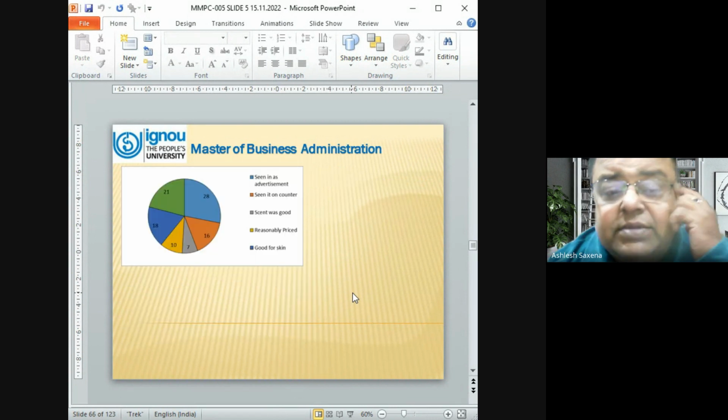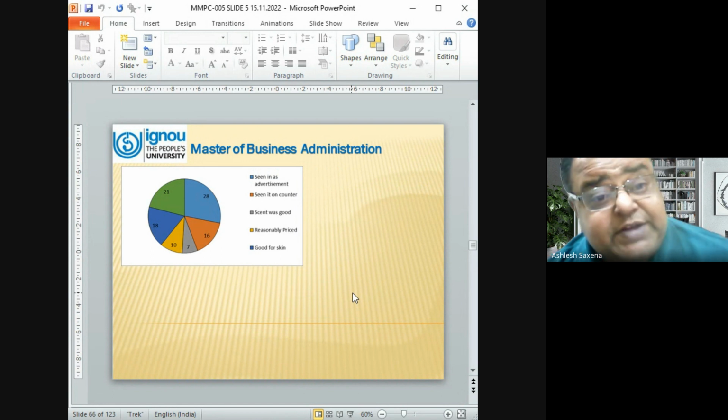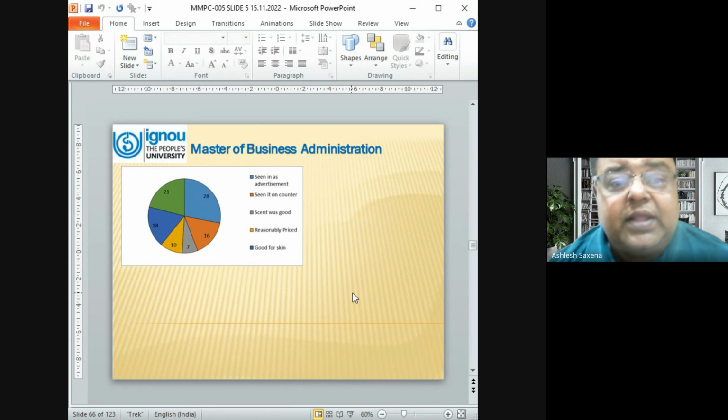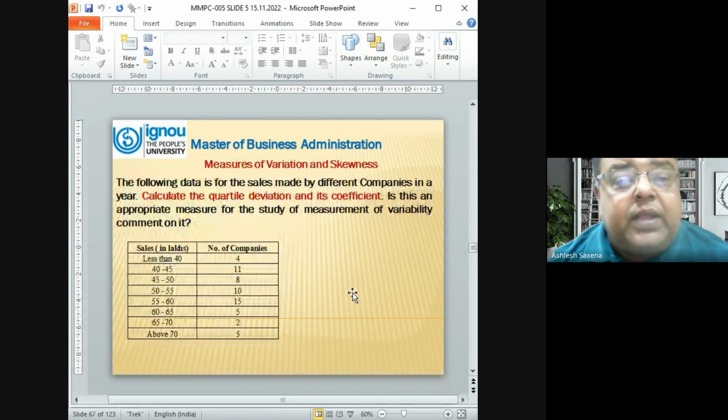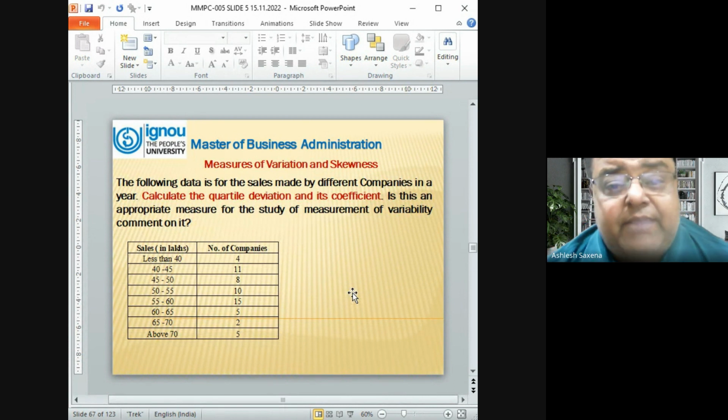Now, here it comes. You draw a circle with appropriate radius and mark these 6 values with different colors, different shadings, and different angles. Now, we will be talking about variations and skewness. The following data is for the sales made by different companies in a year. Calculate the quartile deviation and its coefficient. Is this an appropriate measure for the measurement of variability? Comment on it. This is the data given to you.